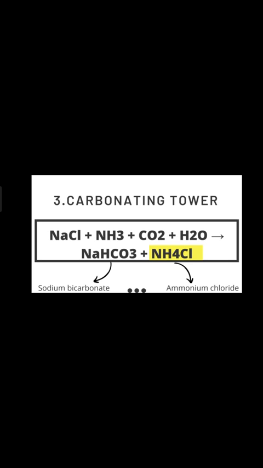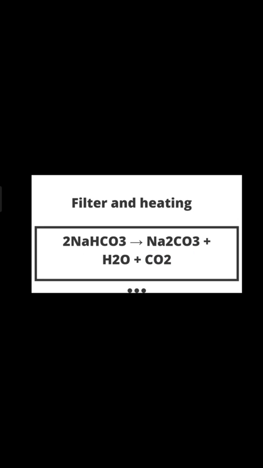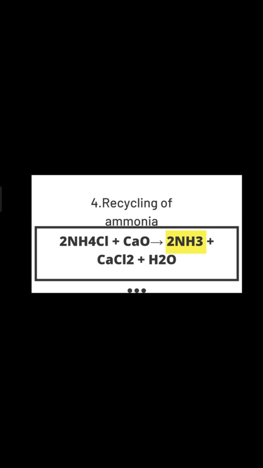All of these components from the lime kiln and ammonia absorber tower are fed into the carbonating tower, where they will react and form sodium bicarbonate and ammonium chloride. As I've already discussed with you, sodium bicarbonate will exist as an intermediate in the Solvay process. It is also known as baking soda. This sodium bicarbonate will be filtered and heated to get sodium carbonate, water, and carbon dioxide.